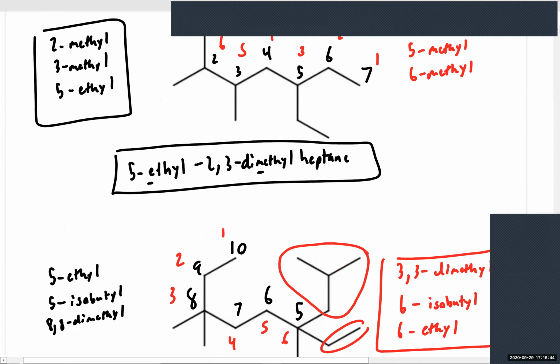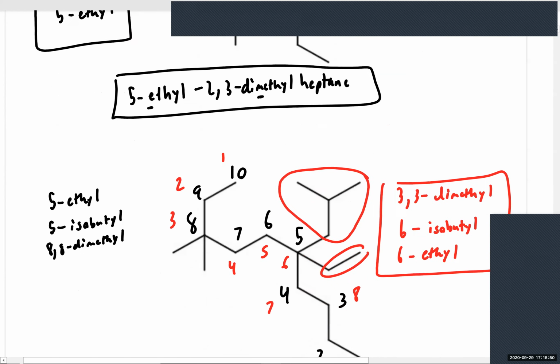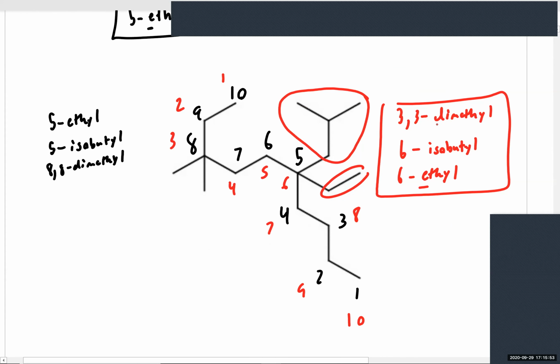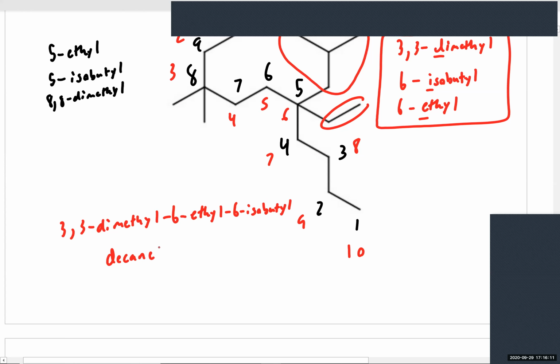alphabetical order. And remember, iso, cyclo, iso, and neo are considered part of the group name. So E goes before D, which goes before I. So then we have 3,3-dimethyl, 6-ethyl, 6-isobutyl, and this would be decane.